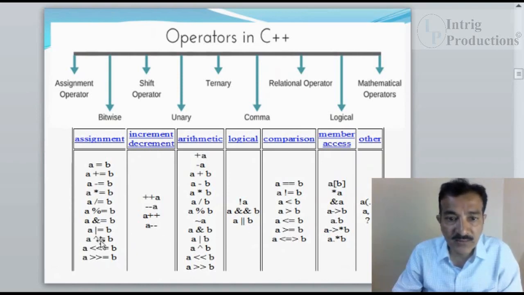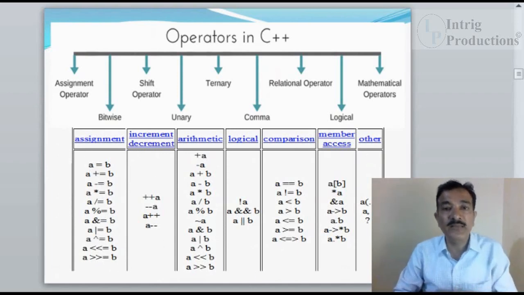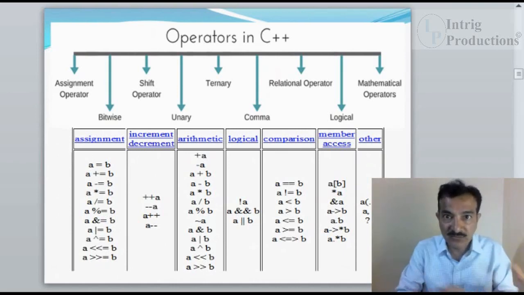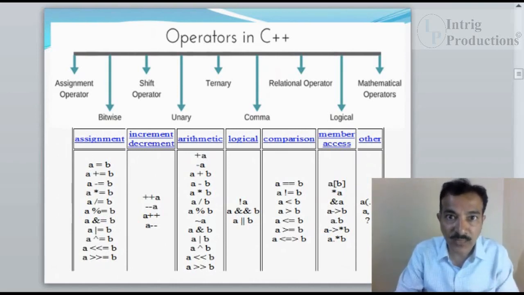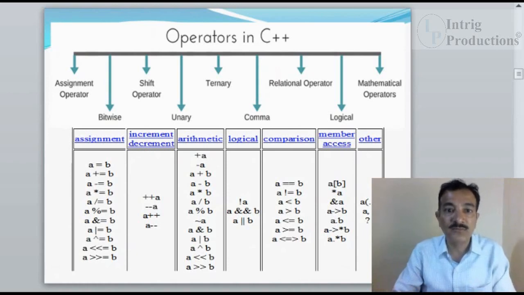Now you can see here what is the assignment operator. This assignment operator is where A is equal to B. So the value of B is going to be the value of A, or A is equal to 2. So A value becomes 2. You are assigning 2 to A.